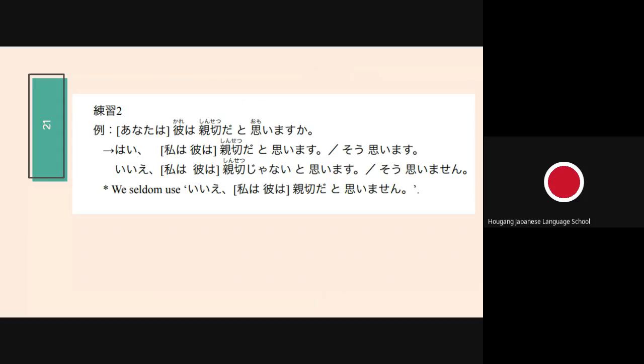Okay, this part which was at the bottom: Anata wa, kare wa shinsetsu da to omoimasu ka? Okay, remember this da, because it's shinsetsu desu, but we want to use plain form before the to. This should be a plain style. You think, okay, anata is you. You think he's kind. It's just forwards actually, right? Kare wa shinsetsu da. He's kind. Yeah, you think he's kind?